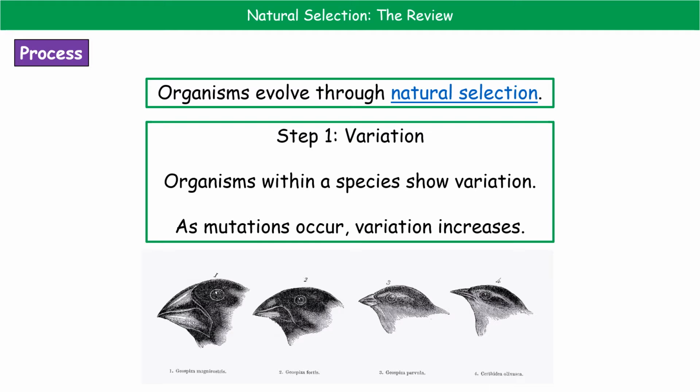Step 1 then is variation. What we need to say here is that organisms show variation within a given species, and as we get mutations occurring, we get more variation, because obviously mutations in genes could lead to a new characteristic. New characteristics are obviously variations within our species. Best example of that, as you can see at the bottom, there's Darwin's finches with all their different beak lengths as a reminder.